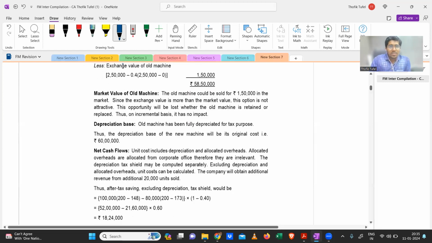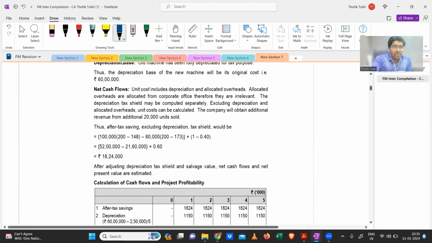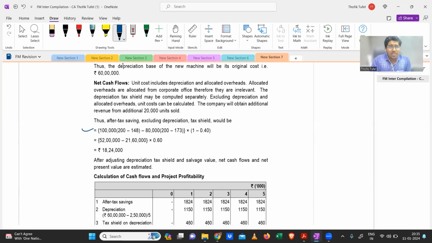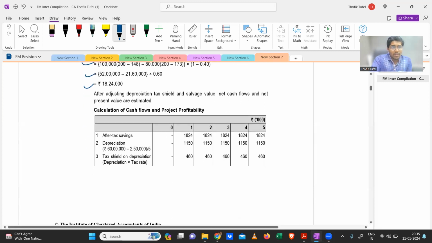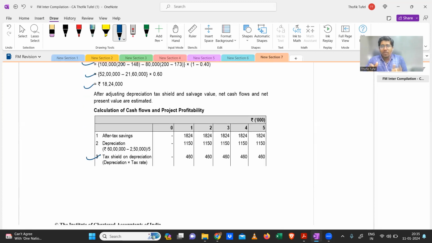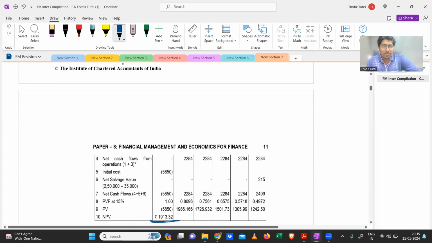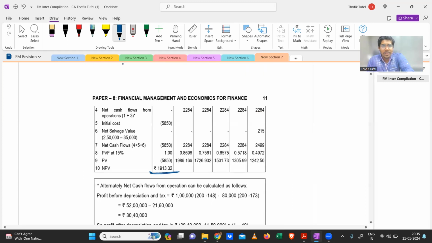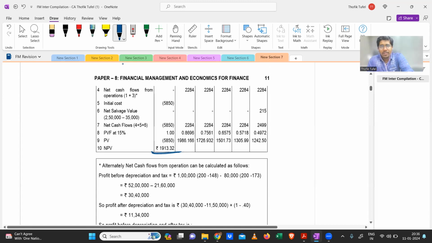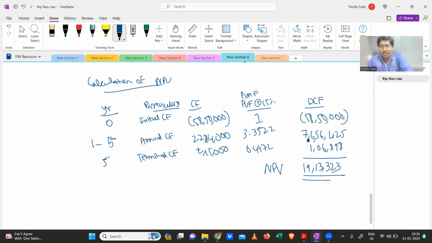Okay. So the depreciation base original cost 60 lakh, then net cash flows. If you see the calculations, they are doing tax shield on depreciation. It is a little bit confusing, but you can also do it the logical way. Since the answer is 19 lakh 13,000, I'm getting 19 lakh 13,323 as net present value. So this is your NPV. Now the next is very simple. NPV is positive, so you have to accept. Now let us calculate the IRR.